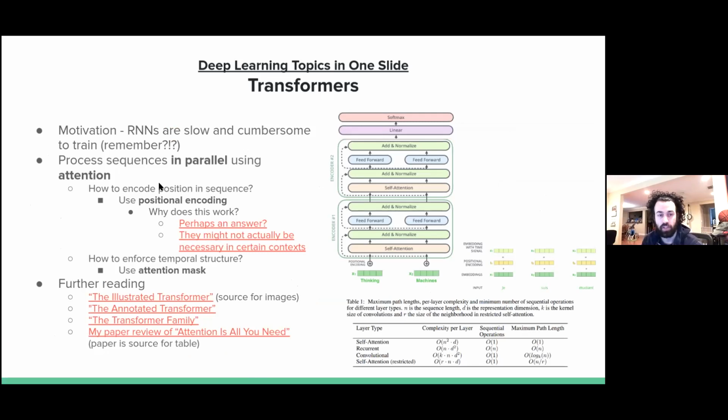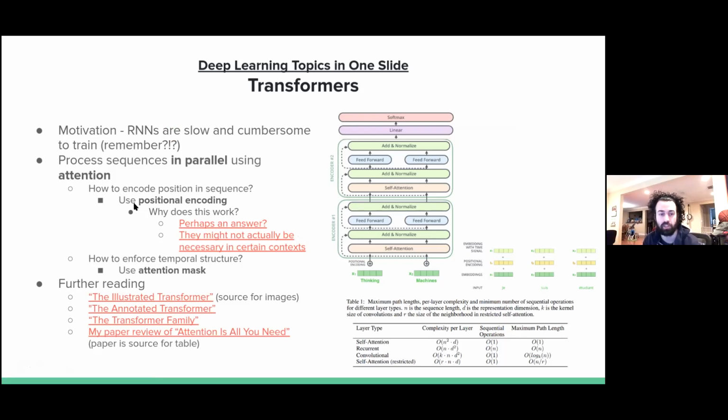And so the motivation, again, is that recurrent neural networks are slow and cumbersome to train. And so the idea is that we can process sequences in parallel rather than sequentially using this attention mechanism. And so probably the weirdest thing about transformers is that because they're not sequential by design, you have to somehow encode position in the inputs. Otherwise, the model would have no way to tell what the order of the words was.